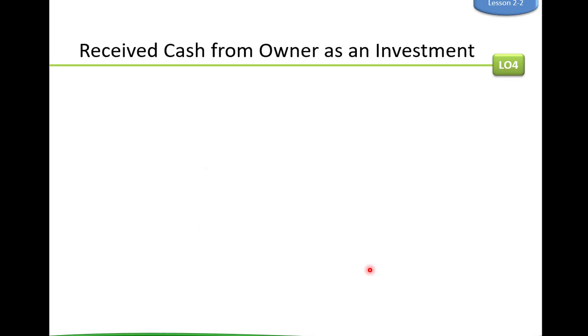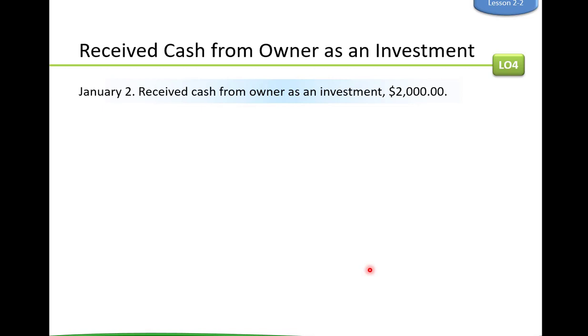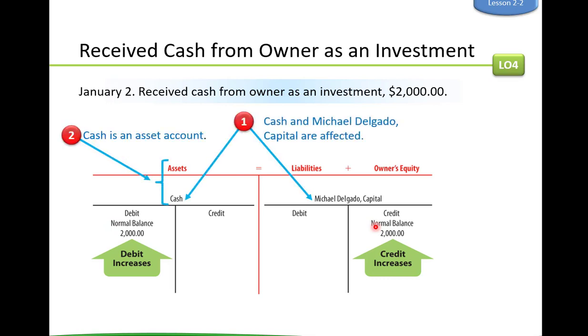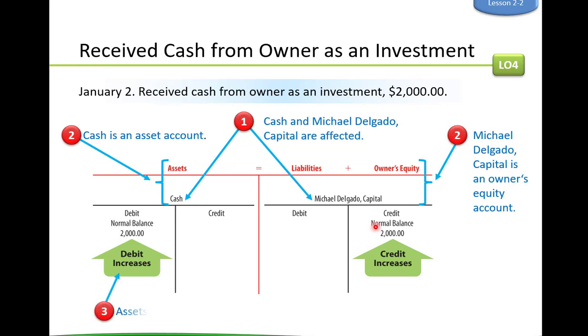If we receive cash from the owner as an investment, that means our cash is going to be changed, and then our capital is going to be changed because we received cash. When we talked about this last lesson, cash is going to increase on the debit side. Capital is going to increase on the credit side. We have to have a debit and a credit for every transaction. Since cash is the asset, it gets increased on the debit side, and since capital is the owner's equity, it gets increased on the credit side.